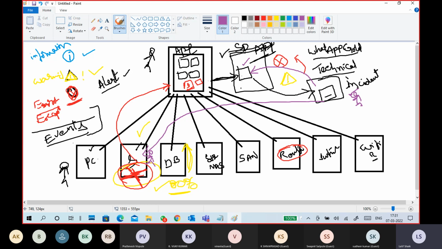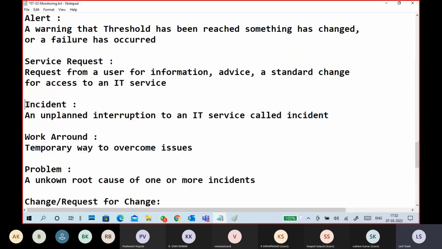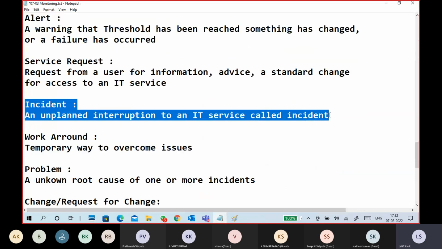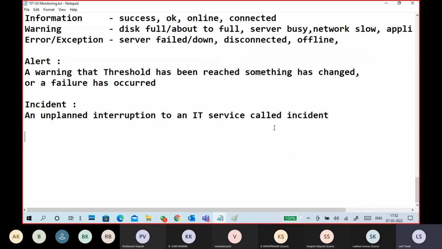So when something happens, when an issue occurs, the service desk people inform the technical team that an incident has occurred. What is an incident? An unplanned interruption to the IT service is called an incident. Unplanned interruptions: all of a sudden the server is down. I will tell some examples also, and based on that you can understand.